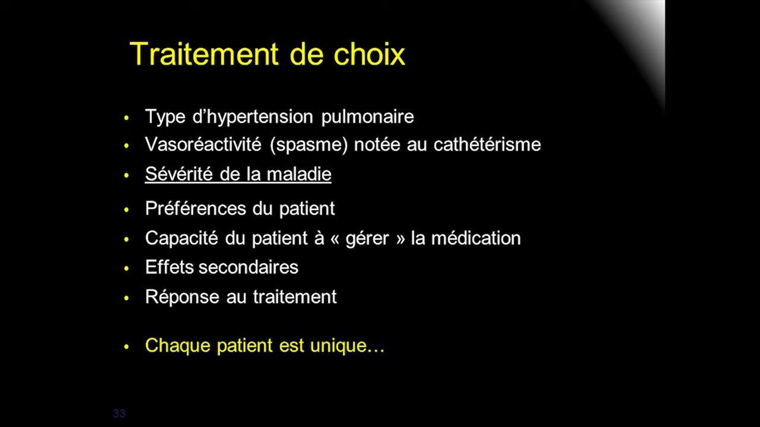The choice of treatment depends on all kinds of things. First of all, the type of pulmonary hypertension we're dealing with. As I've said, these treatments are effective for persons with PAH, not the other forms of pulmonary hypertension. And the choice of treatment will also depend on whether there is spasm in the lung vessels, and that can be determined during the catheterization process.